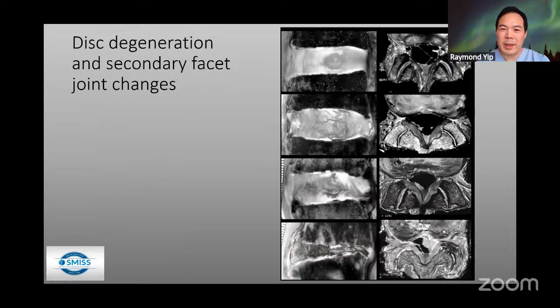This is a slide showing the degrees of disc degeneration correlating to the amount of facet joint degeneration. You can appreciate going from top to bottom that as the disc degenerates, the spinal canal becomes narrower, because the disc is bulging out and the facet joint is bulging inwards.